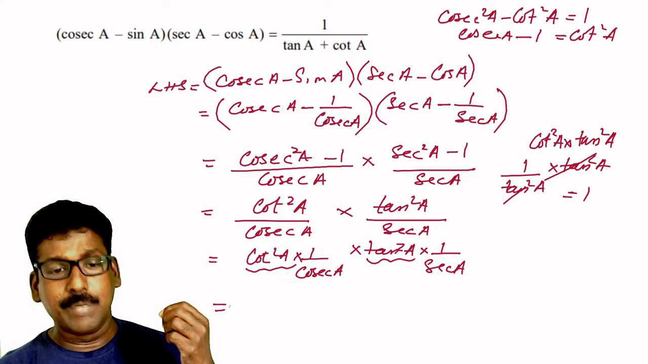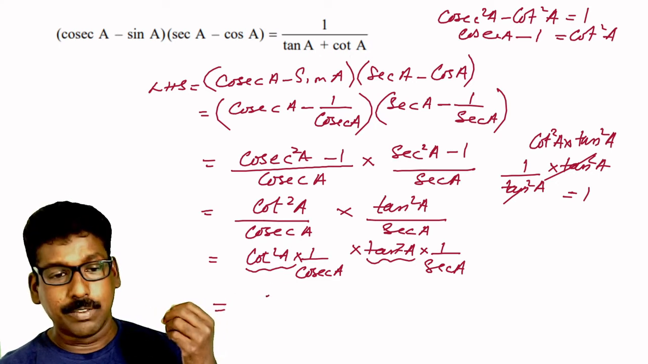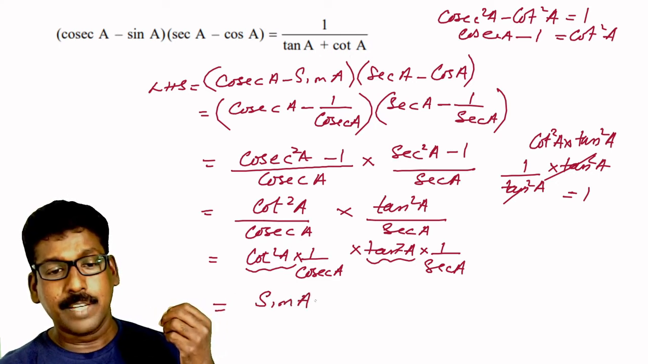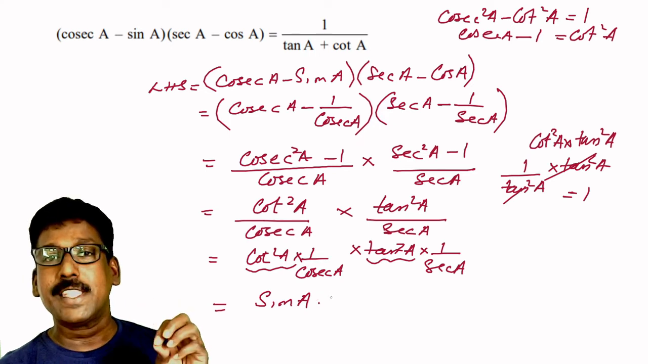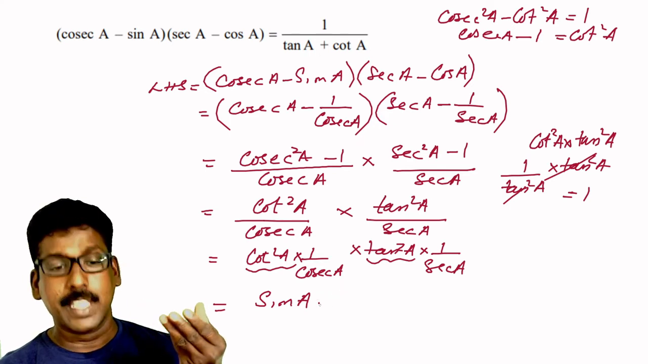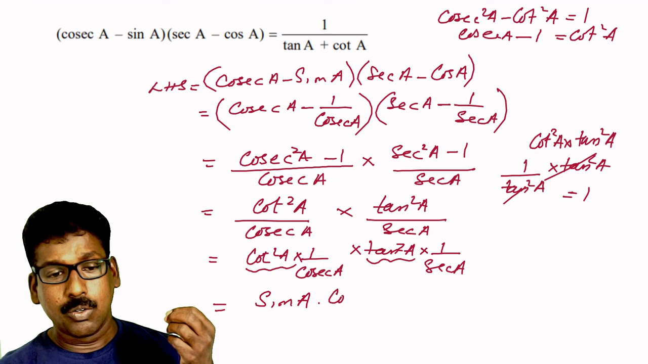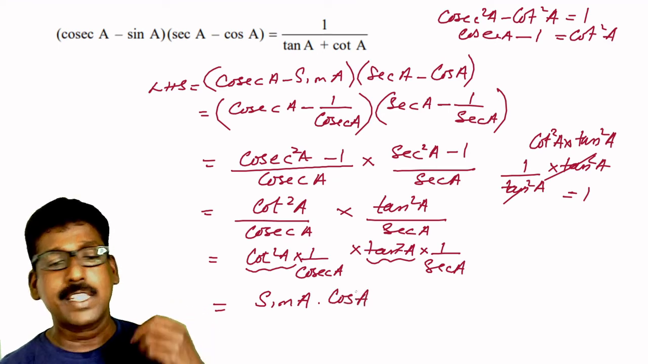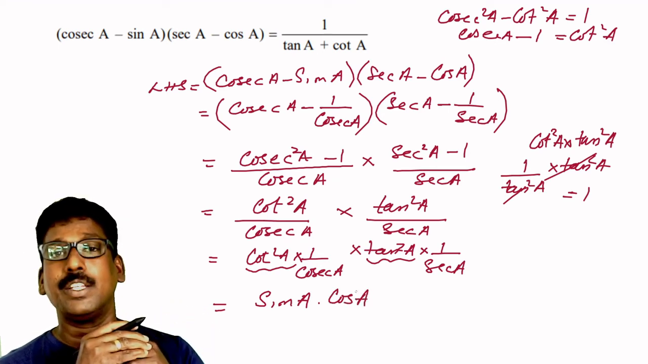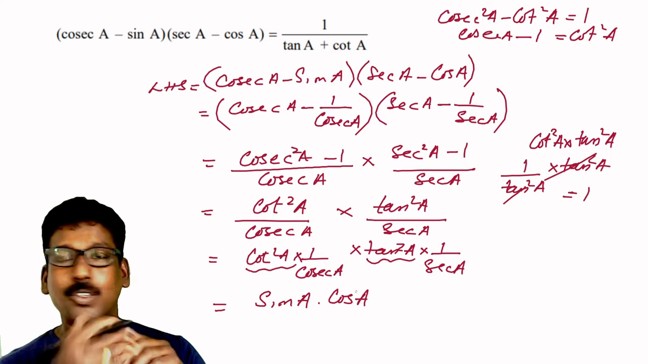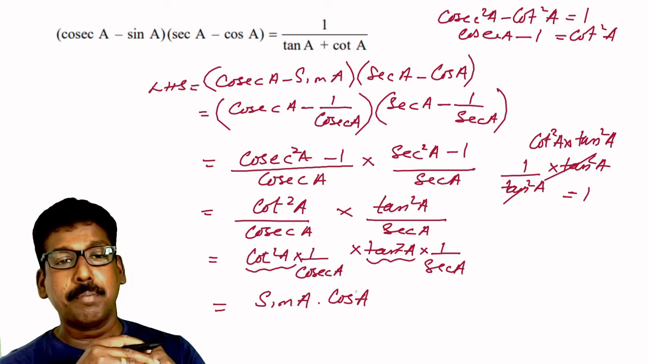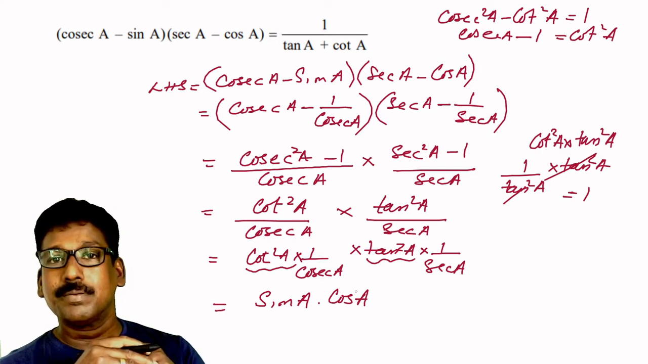1 by cosec A means the reciprocal of cosec A, which is sin A, into 1 by sec A, which means the reciprocal of sec A, which is cos A. So on the LHS you are getting sin A into cos A. You have to get the RHS as 1 by tan A plus cot A.